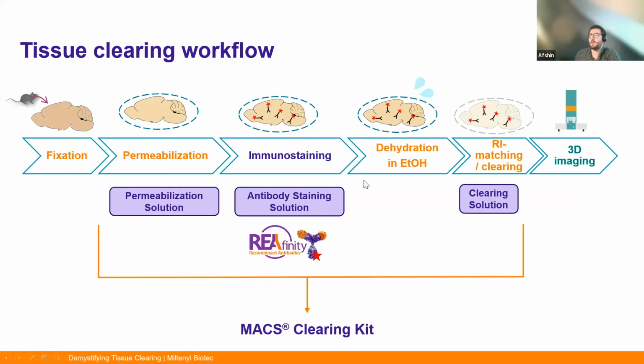So for each part, we are offering a product. So we have the Max tissue clearing, which consists of the permeabilization solution, which you can use here, antibody staining solution together with the antibodies, and clearing solution, which you can use for the RI matching. The dehydration and fixation, this is normal procedure in every lab. Fixation is the PFA fixed tissues, and dehydration is usually in ethanol, which also exists in all of the labs.